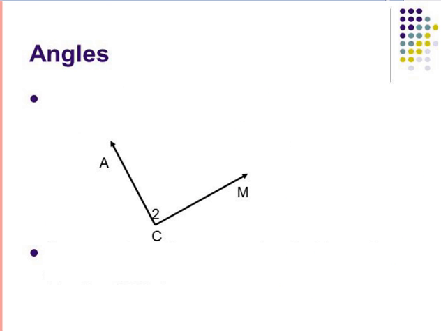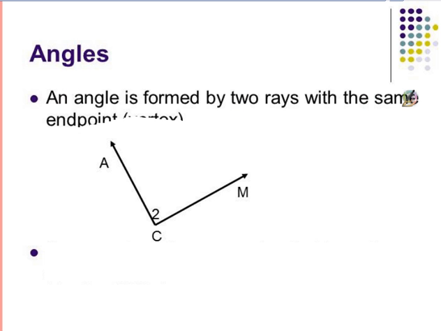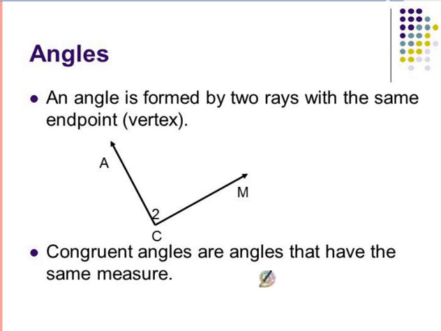Angles. All right, let's talk about angles. An angle is formed by two rays with the same endpoint that we call the vertex. Congruent angles are angles that have the same measure. Okay, we can name an angle sometimes with a number like that, or we can name it as angle ACM. Sometimes we can just use one letter to name it, and that's if there's not a bunch of other letters around. If there's a bunch of other letters and intersections and rays and angles around, we want to use 3 letters to name an angle.